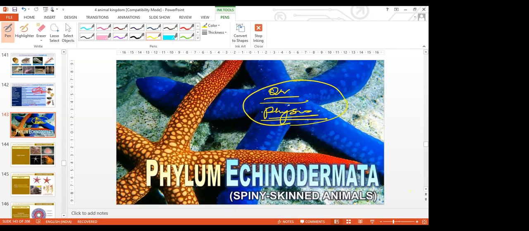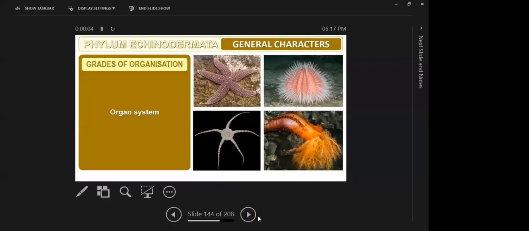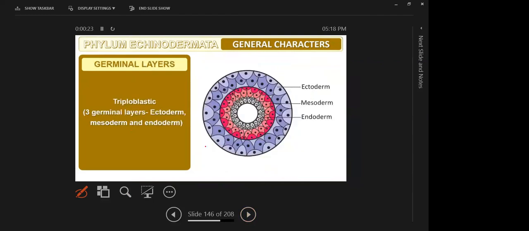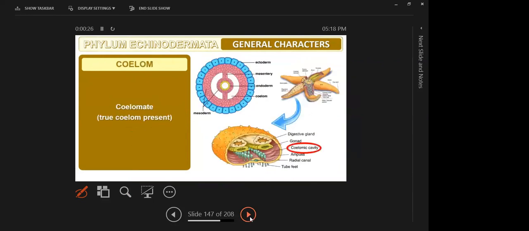So coming to echinodermata. Echino means what? Spiny. Derma means skinned. So spiny-skinned organisms are called echinodermata. Keep seeing here. If it goes, connection is lost. So this is organ system level of organization. We have here all adults being radial. All the adults display radial symmetry. Only the larvae display bilateral symmetry. Then triploblastic, coelomate, all these we know.